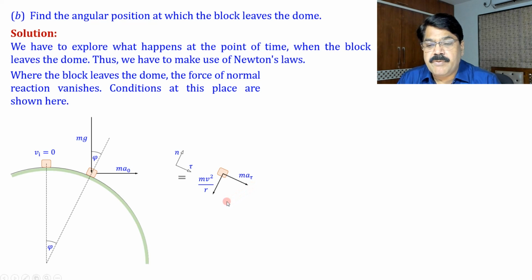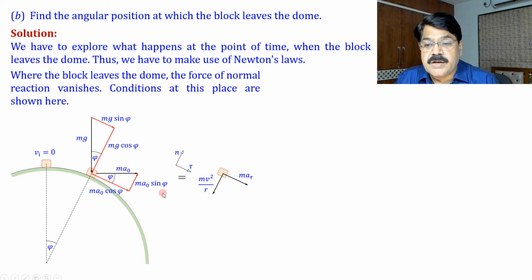Now we have to consider only the normal direction because we know the normal reaction is zero. So we resolve this mg, that will be mg cos phi because this angle is phi, and this is mg sin phi. Now we have to resolve ma naught also. So again this angle will be phi. So this component will be ma naught cos phi and this will be ma naught sin phi.